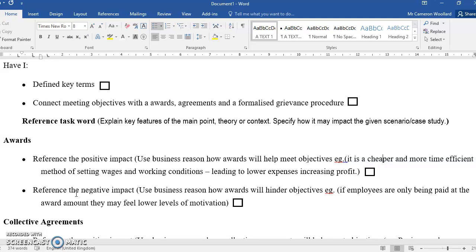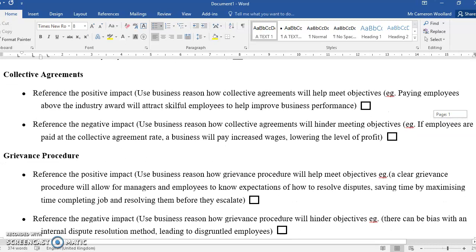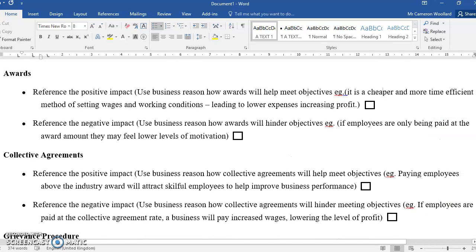So that's going to impact our profit as well. We go downwards from there. Collective agreements. I'll stop at collective agreements and then we'll keep going out. Collective agreements, as we know, are between a group of employees and the workplace. Because of that, it needs to be at least above the award rates.